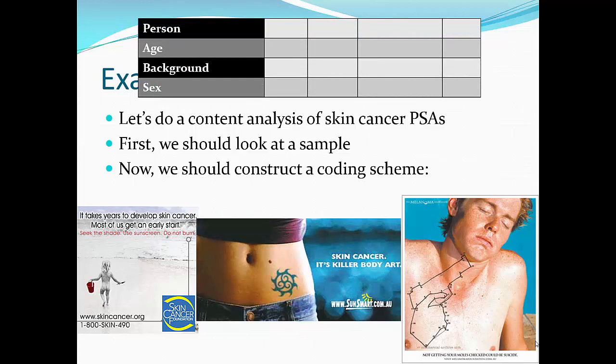Is there a person? Yes or no? What's their age? What kind of background are they on? And what's their biological sex? I'll give you a hint about content analyses to make your life easier. Sometimes you need to give yourself a range of options. For example, if you look at the young man on the right, we could probably guess fairly closely what age we think he is and yet not guess exactly the same age.